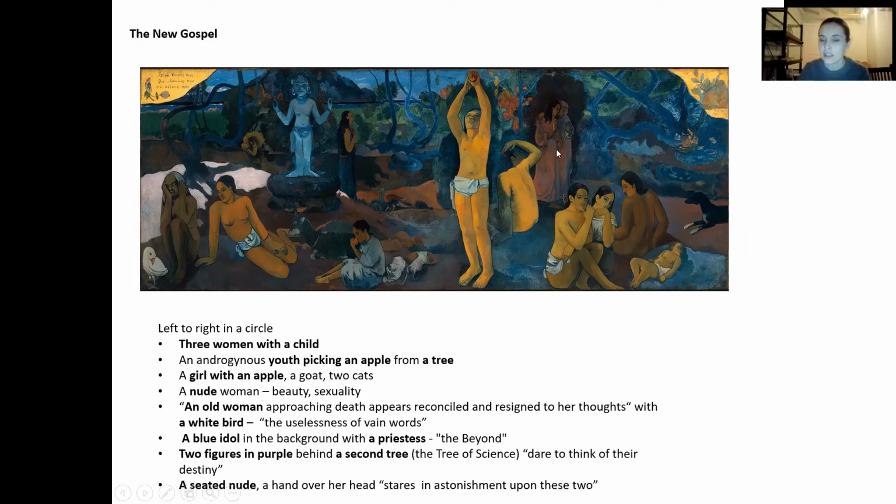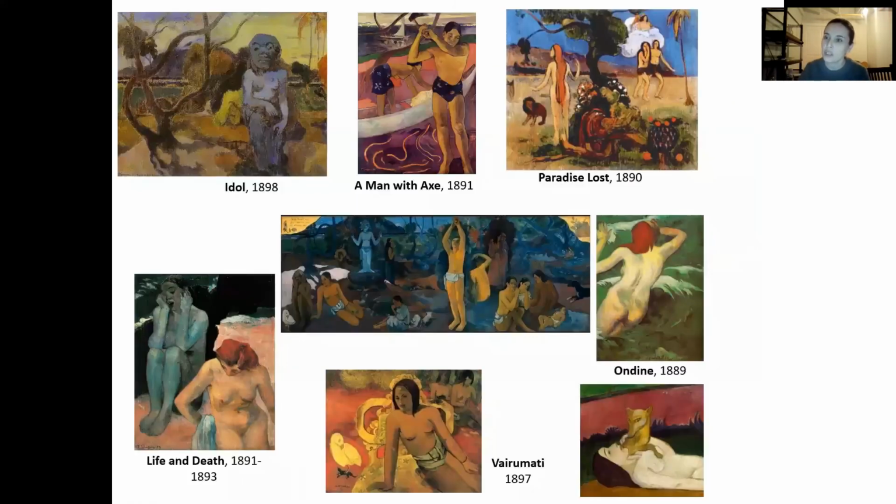So these are people, scientists or scholars walking by the tree of knowledge, and they are looked at by this seated nude who has an arm over her head. And Gauguin says she stares in astonishment upon these 2 because life doesn't follow the plan. And then you have the dog on the very edge of the painting. Dogs and wolves are personal symbols of Gauguin. So there it is, the sort of the circle of life, and also his philosophy.